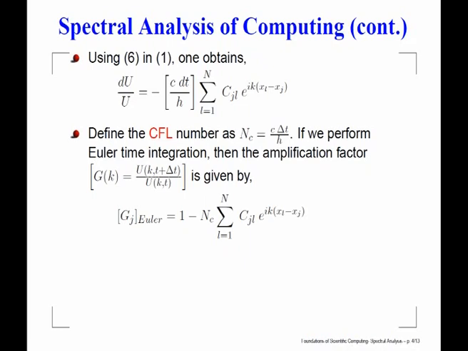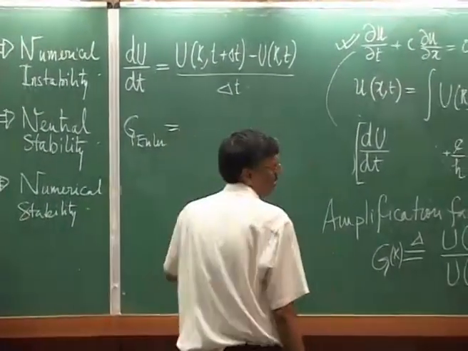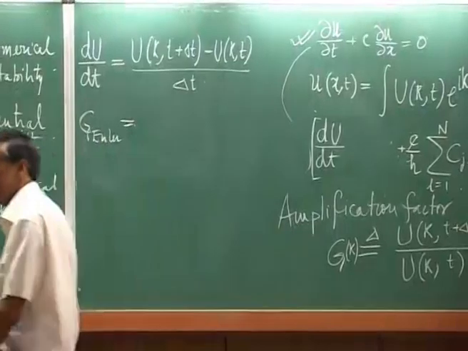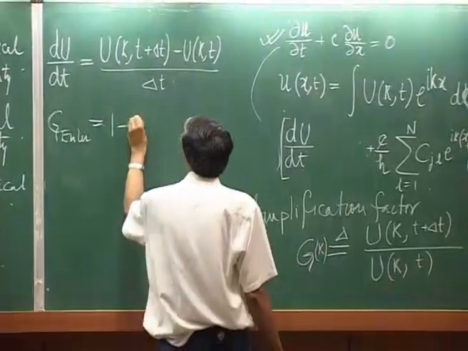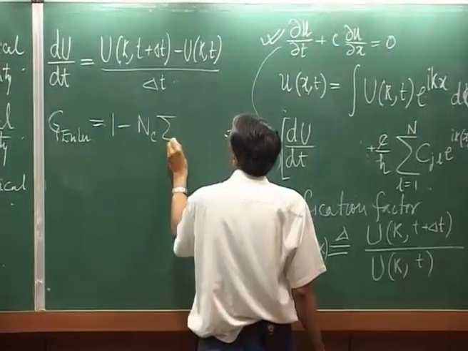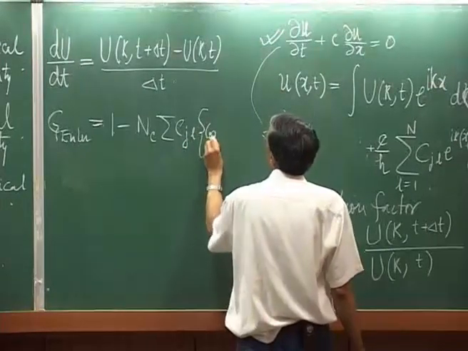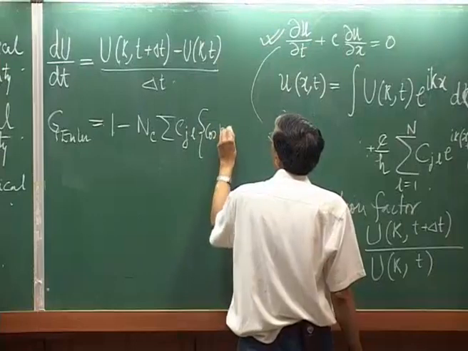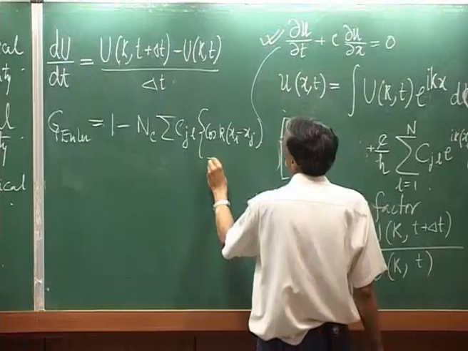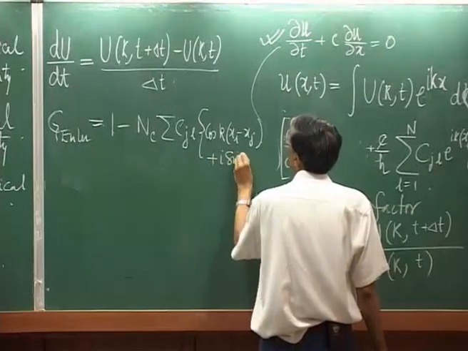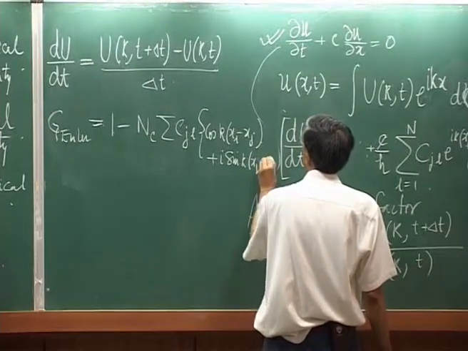Yeah, let's work it out. So, I have 1 minus N C, and this C_jl, and this will be cosine k(x_l minus x_j), right, plus i sine k(x_l minus x_j).